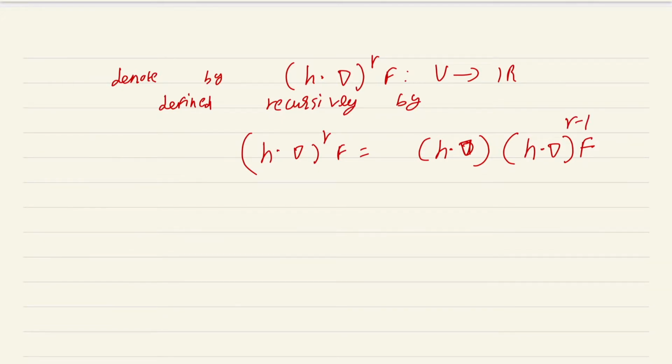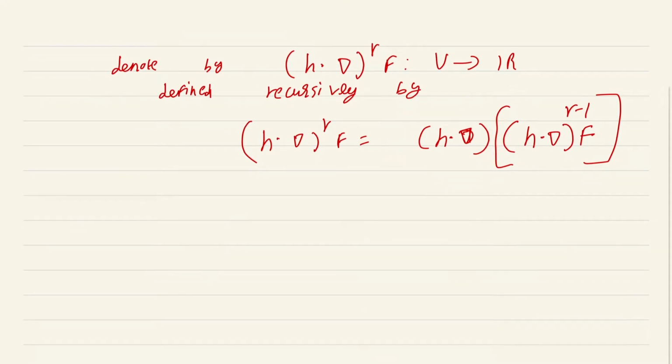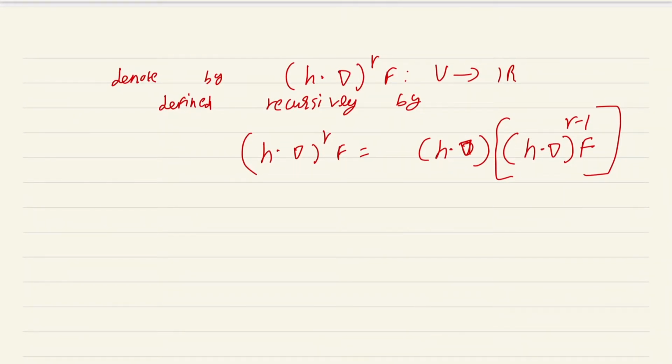Okay, so what is essentially happening is recursively this object (h dot grad) power r minus 1 acting on f is a function from U to R, then you take h dot grad of that. Now you require r to be less than or equal to k because when you work this out you will notice that derivatives up to order r will occur when you actually sit down and take these derivatives. Okay, so this is well defined because f is C^k smooth.